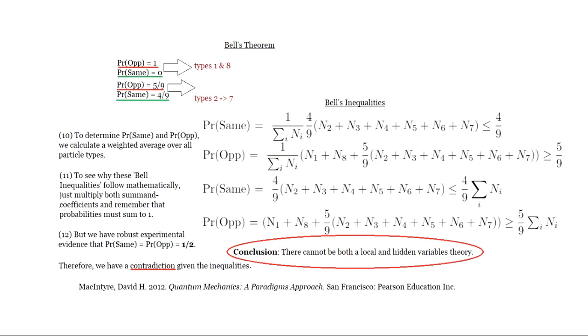So the conclusion is that assuming that there was a local and hidden variables theory, we would be led to a mathematical contradiction and empirical refutation from data from experiments. Therefore, there cannot be both a local and hidden variables theory. That's what Bell's theorem says in a nutshell.